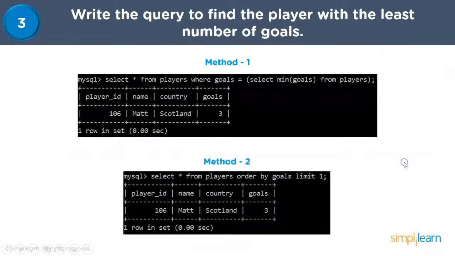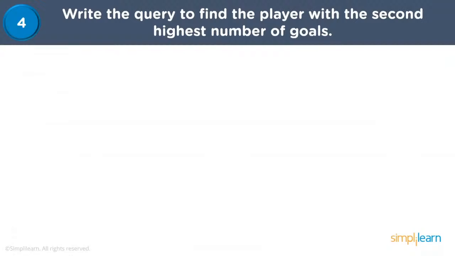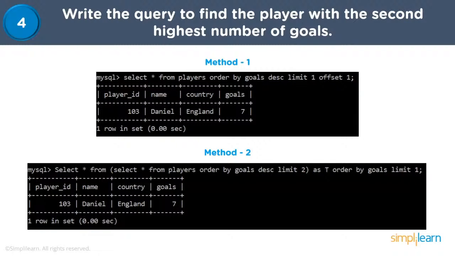Moving ahead, now let's see the fourth question in our list. The question is, write the SQL query to find the player with the second highest number of goals. Now again, there are two methods to do it. One is by using limit and offset, and the other method is to use a subquery. So let's see both the methods.